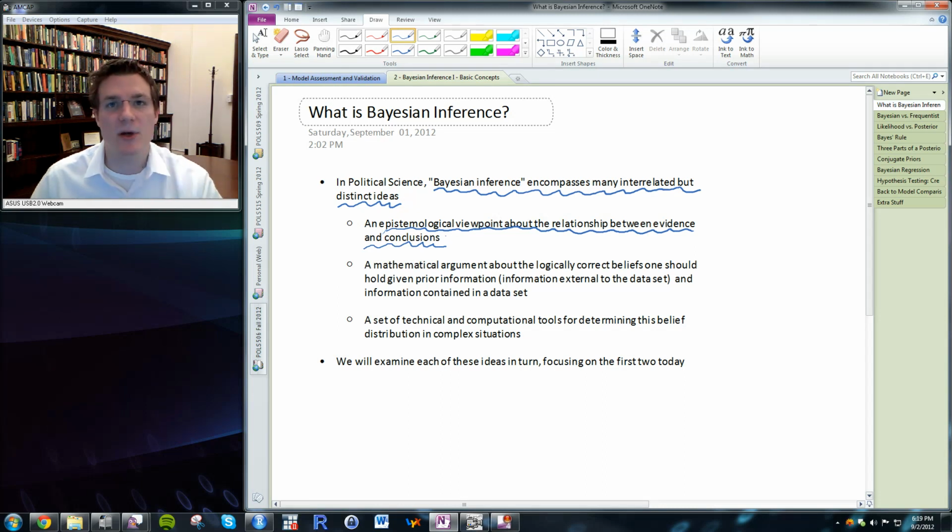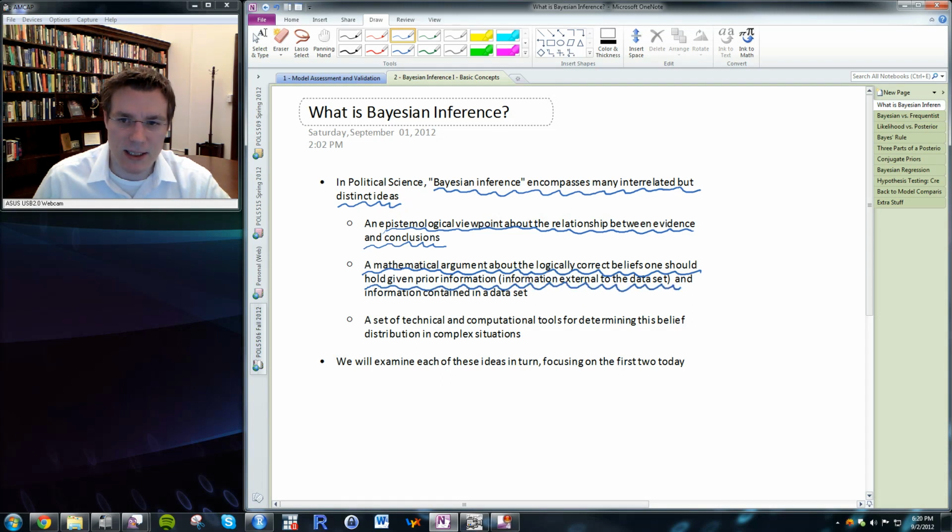And that's going to eventually lead us down a different technical road. It's going to lead us to embrace different technical tools, some of which are going to turn out to be very useful. Bayesian statistics also encompasses a mathematical argument about the logically correct beliefs one should hold given what you know prior to conducting a particular analysis, plus whatever information is contained in a data set.